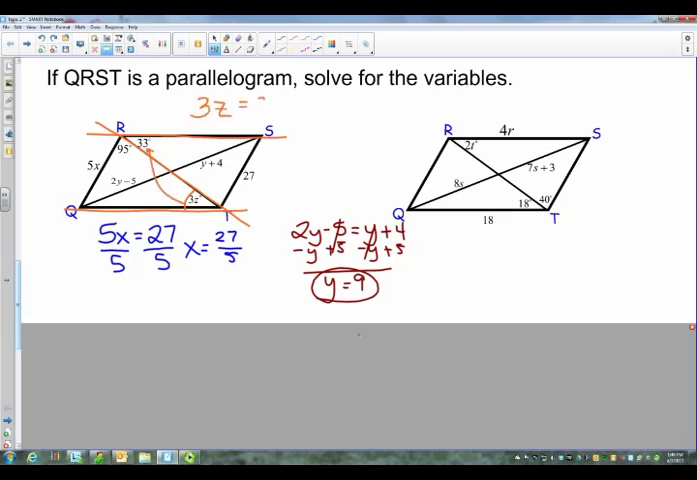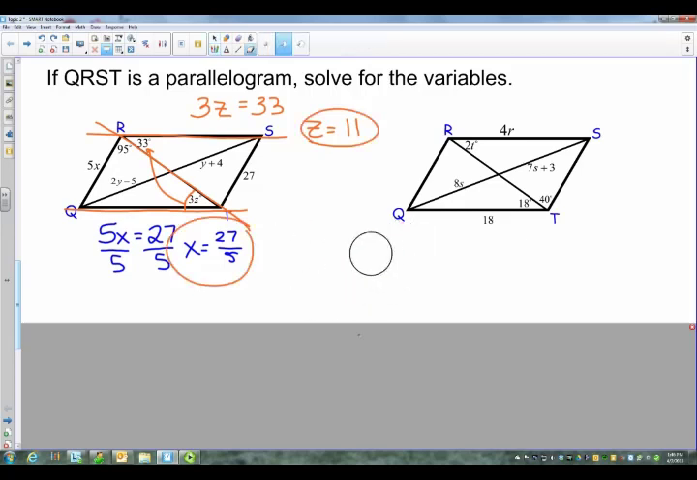So 3z equals 33 degrees. You divide by 3, that gives you z of 11. And there are your three answers. X is 27/5, y is 9, z is 11. Alright, take a minute, try that second example, pause the video if you would, and come back when you're done.